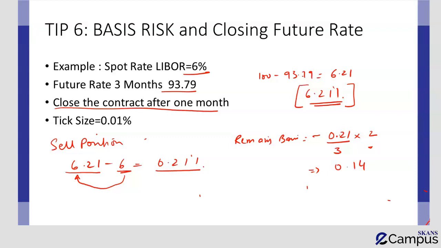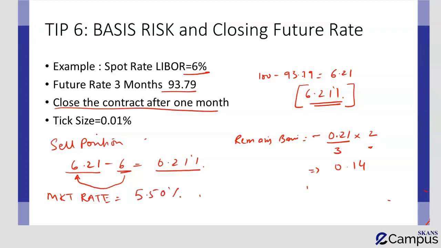Now let's assume that after 1 month, the market interest rate is 5.50%.